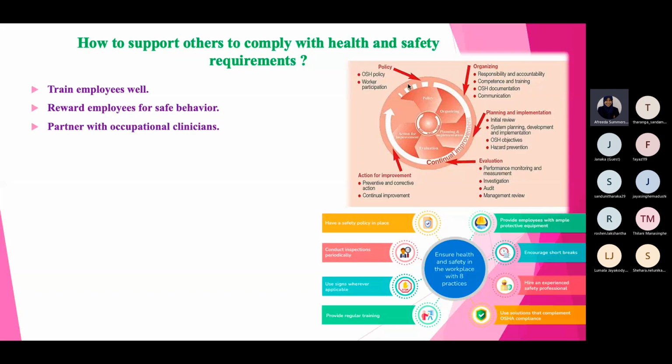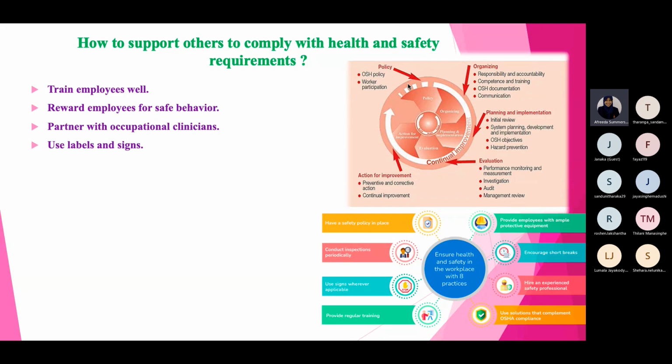And the third point is to partner with occupational clinicians. So for example, let's say that you're working in a research department, and then the owner of the research department finds out, okay, we are running short of certain equipment, we are running short of certain chemicals, maybe we need to partner with this particular organization so that we would get sufficient sponsorship, so that we can make our place better, right? So you partner with occupational clinicians to make it better in the work area, right?